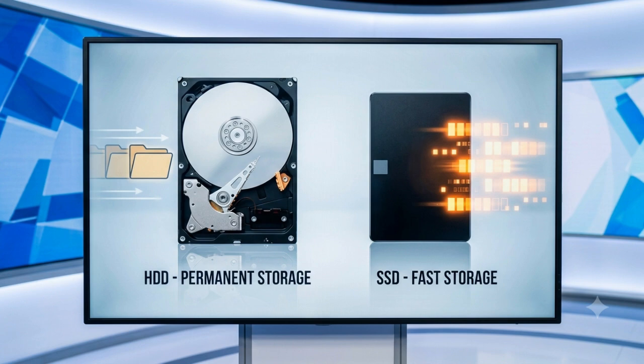This is where all your files live permanently. Your photos, videos, documents, games, even the operating system itself. Here's the key difference from RAM. RAM forgets everything the second you turn the power off, but storage remembers everything, even with zero power. That's why when you shut down your computer, you don't lose your files, but you do lose whatever was open and unsaved in RAM.